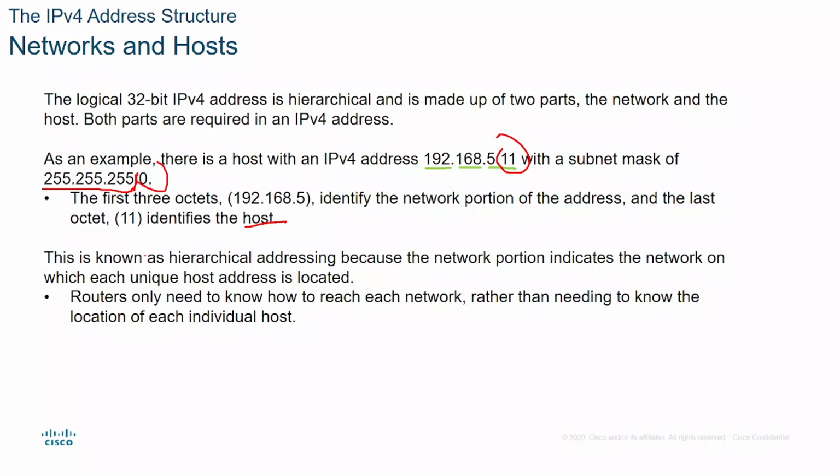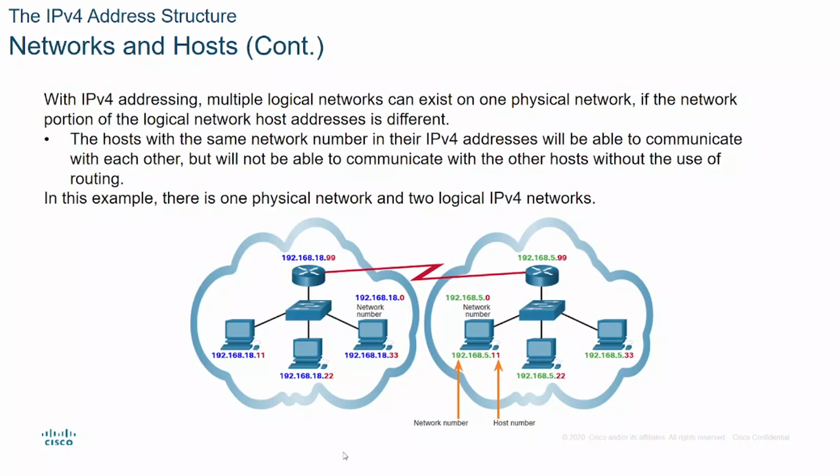This is known as hierarchical addressing because the network portion indicates the network on which each unique host address is located. So routers only need to know how to reach each network rather than needing to know the location of each individual host. Now with IPv4 addressing, multiple logical networks can exist on one physical network.